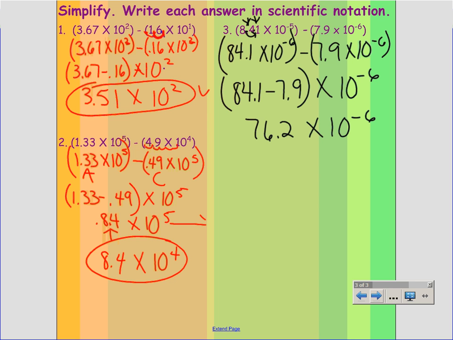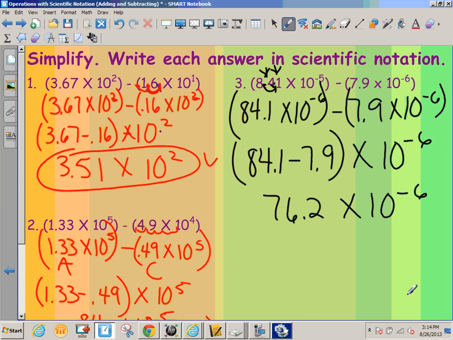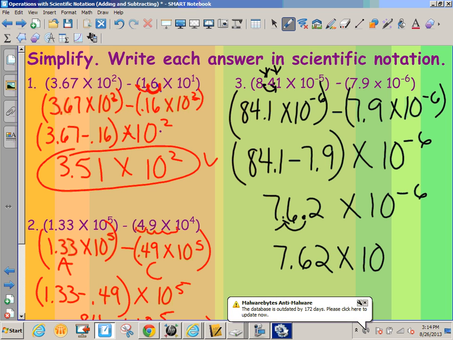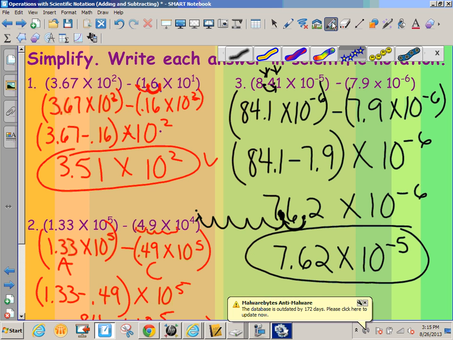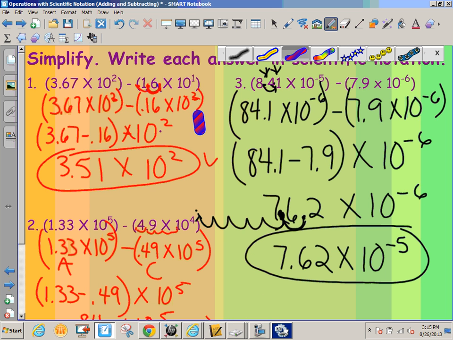The last thing is to make sure that it is, in fact, in scientific notation. I don't believe it is, my friends, so we're going to move it back one place, and then the question remains. 7.62 times 10 to the, in this position, I would have gone left 6 times. 1, 2, 3, 4, 5, 6. But now, in between 7 and 6, I no longer have to move it 6 places. I only have to move it, you guessed it, 5 places. Final answer. That's going to do it for us with scientific notation using adding and subtracting. I hope you learned something new today.